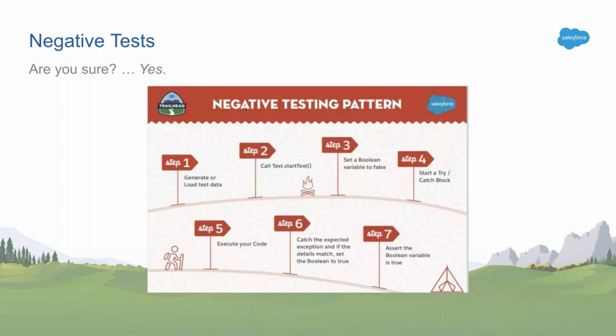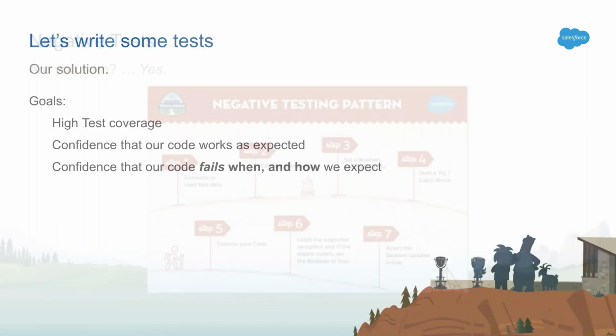That's a great question. If you notice on this little card that we created, it doesn't say call stop test. So we need like a step 6.5 in there. We'll have to take care of that.